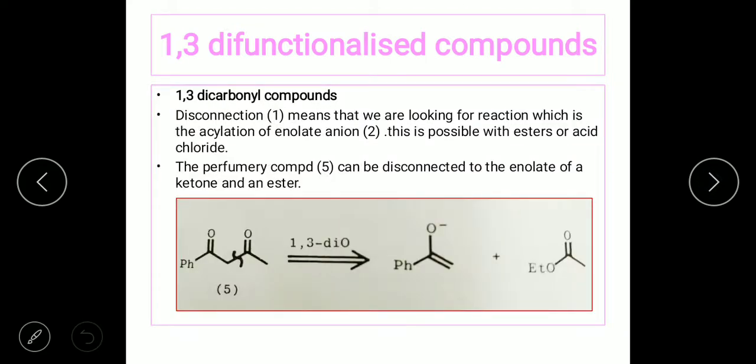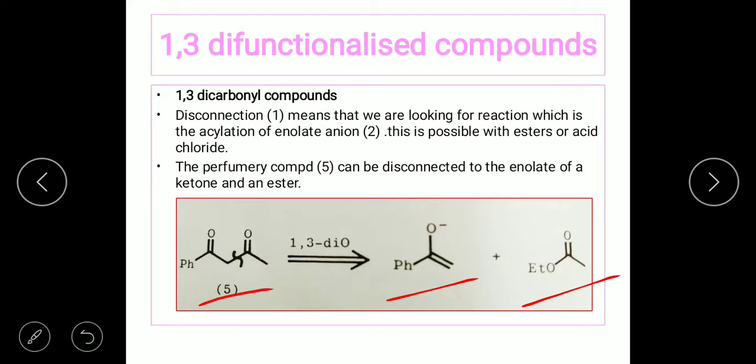Let us take some examples. First is a 1,3 dicarbonyl compound. Disconnection 1 means that we are looking for a reaction which is the acylation of enolate anion 2. This is possible with esters or acid chlorides, which we already discussed. The perfumery compound 5 can be disconnected to the enolate of a ketone and an ester. As I already told, the disconnection of this would give two synthetic equivalents: one would be an ester and the other the enol form.